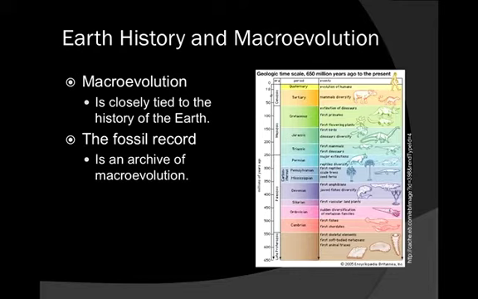Then we look at macroevolution. Okay, macroevolution is closely tied to Earth's history. We've seen this cute little chart on the last presentation that I gave, and the fossil record is actually an archive of macroevolution.